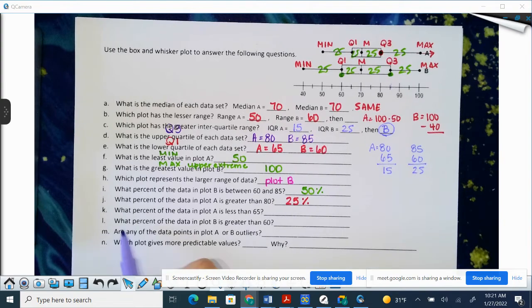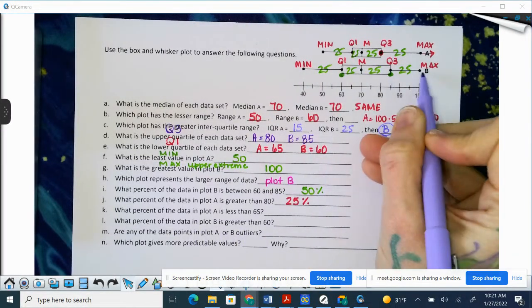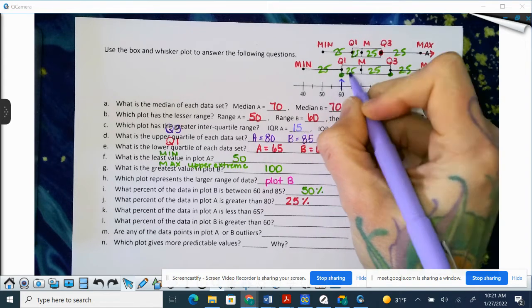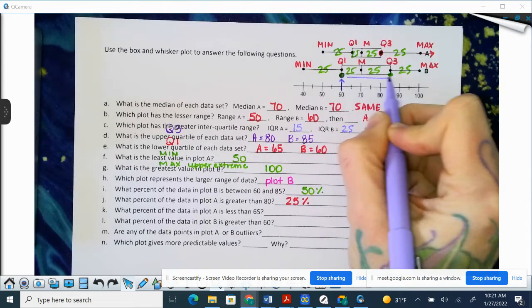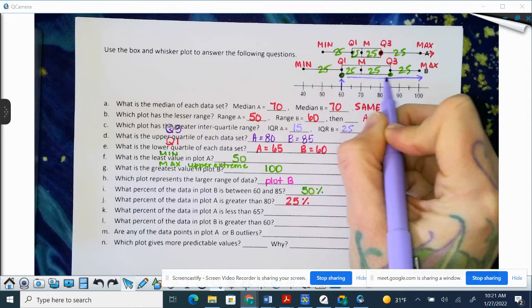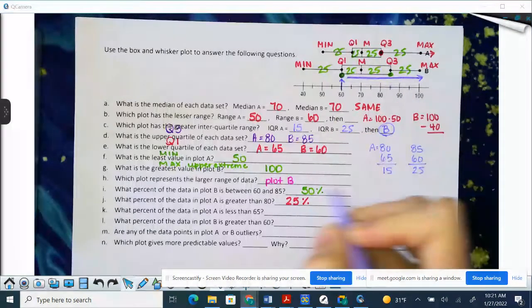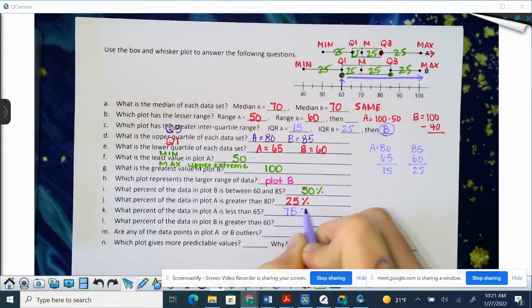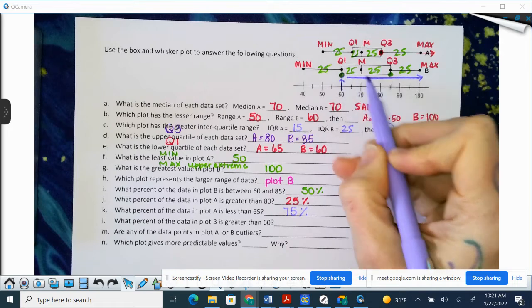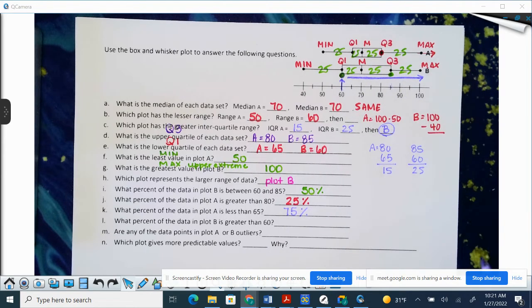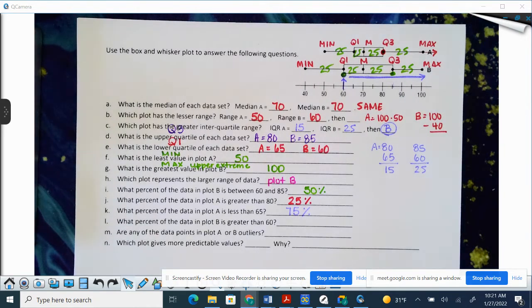What percentage of data in plot B is greater than 60? So I'm going to plot B, and I'm going to 60, which is right here. And greater than is this way, where the numbers are getting bigger. So it's going to be 75, because that's 3 parts, 1, 2, 3 out of 4, so 75%. And then for our last one about percent, what percent of data in plot B is greater than 60?